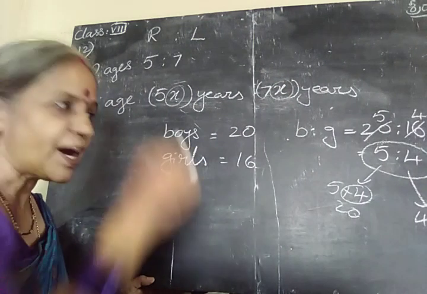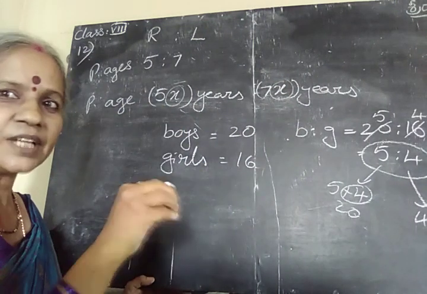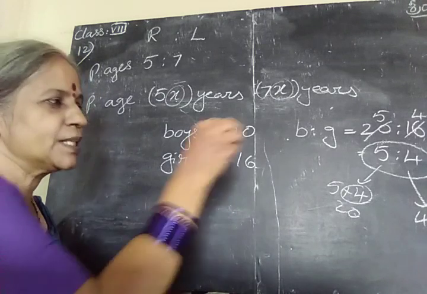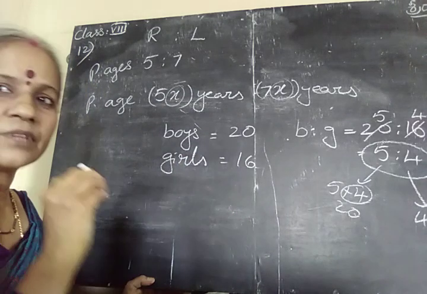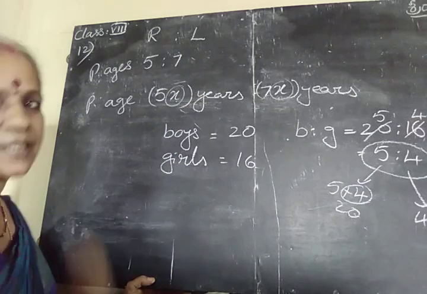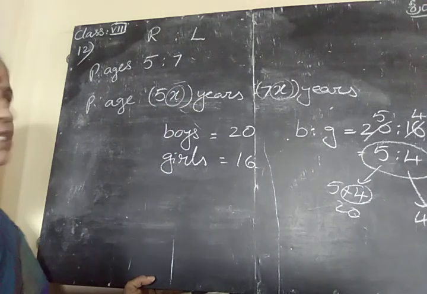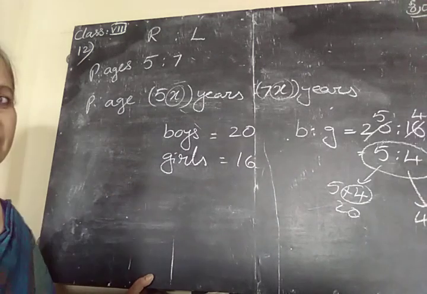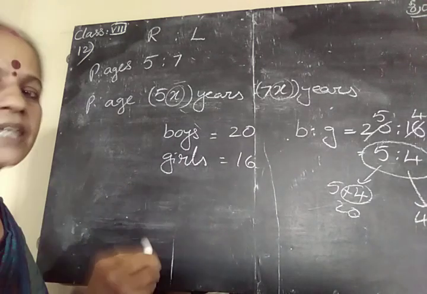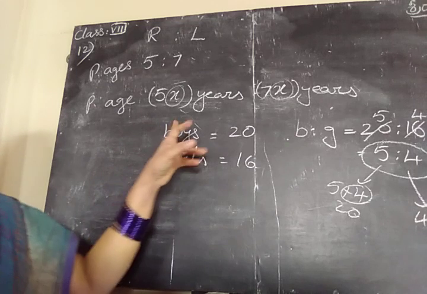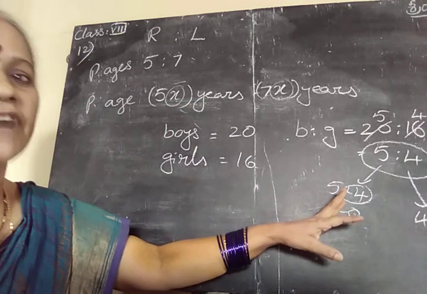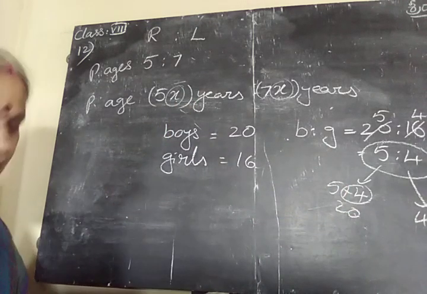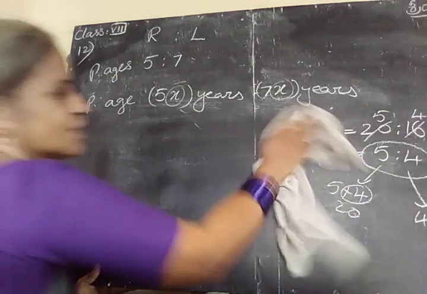You have to find that factor first. Here, the variable is the common factor of 5 and 7. 5x is Rahul's age and 7x is Lakshmi's age. So to find Rahul's age and Lakshmi's age, you have to find the common factor. That is x. Okay, understood children?